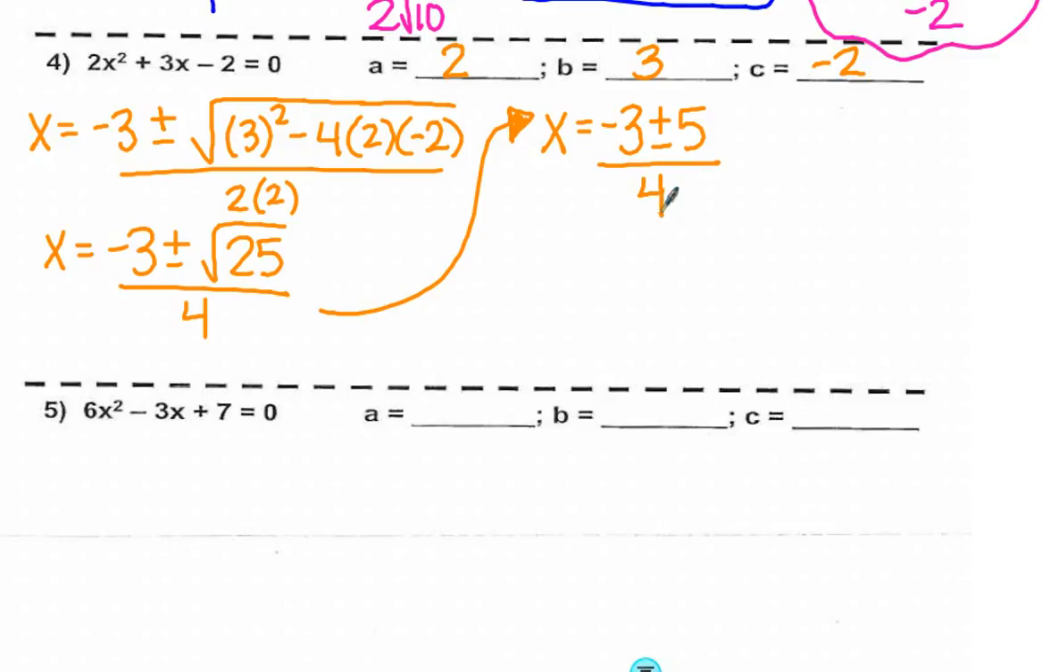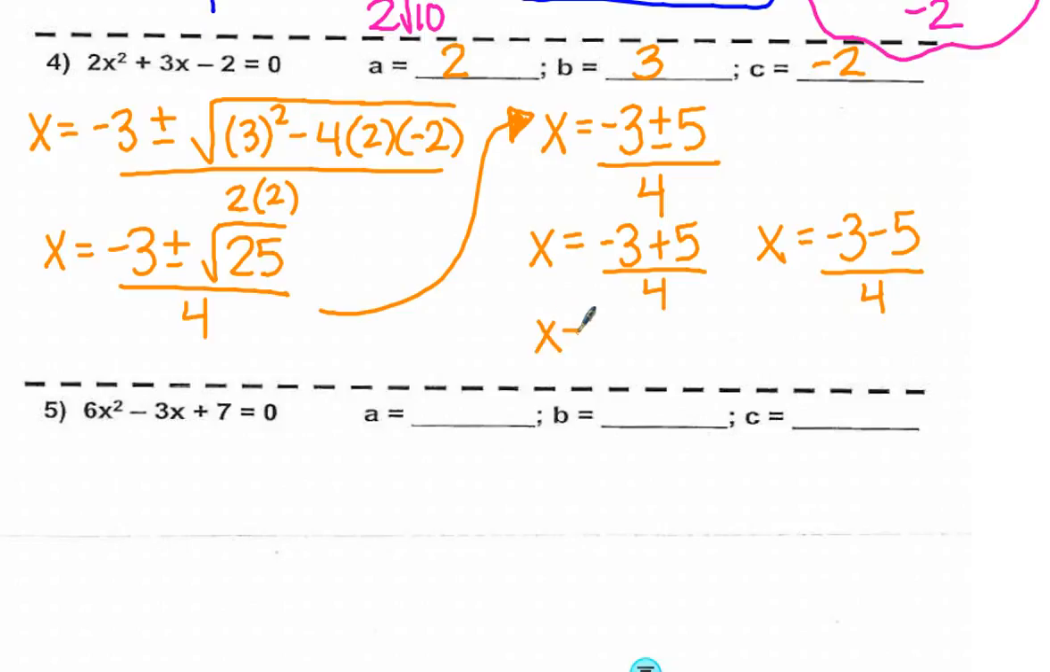And now this is the step. Since I can do whole numbers, I can add these whole numbers and subtract them. So we're going to go ahead and break this apart into our two separate answers and see what we get. So now I'm going to have x is equal to negative 3 plus 5 divided by 4, and x is equal to negative 3 minus 5 divided by 4. Okay, so here, negative 3 plus 5, that's 2. 2 divided by 4 would reduce to 1/2, right? 2 divided by 4 is equal to 1/2.